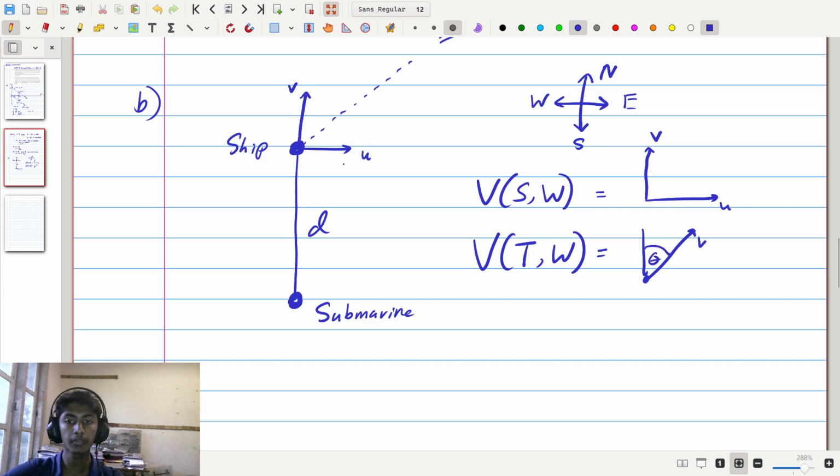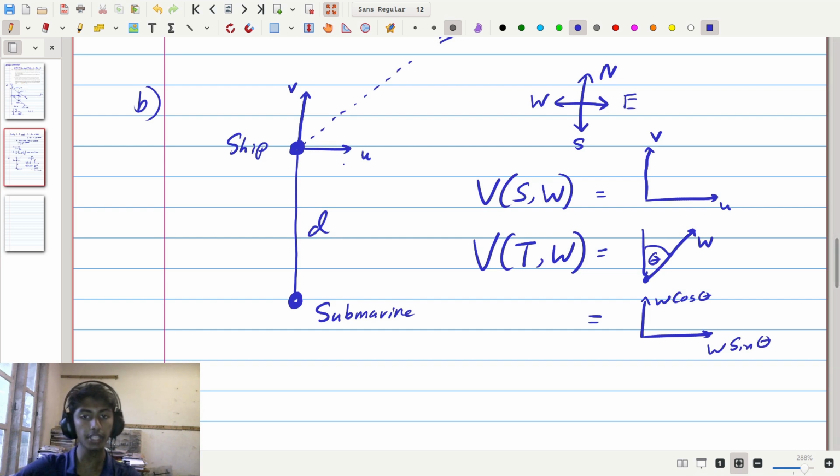So we have theta here and we have w here, and given this w and theta, we could break this velocity of the torpedo relative to the water into two components, a vertical component and a horizontal component. The vertical component is going to be equal to w cosine theta. The horizontal component is going to be equal to w sine theta. Due to this, both of these velocities, ship relative to water and torpedo relative to water, are broken into perpendicular velocity components.